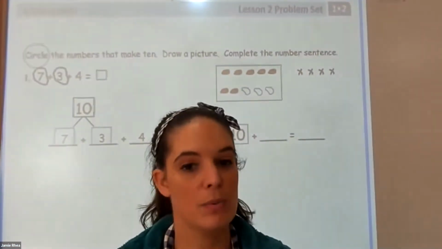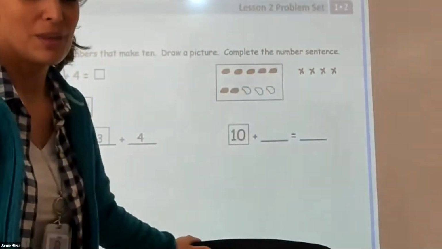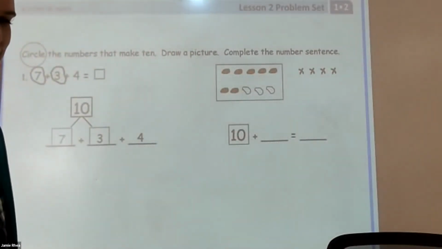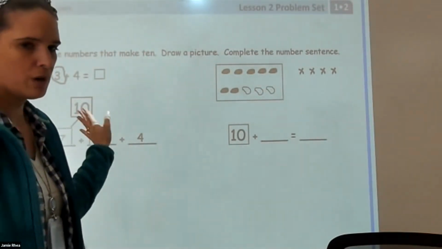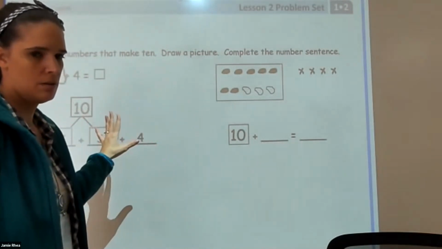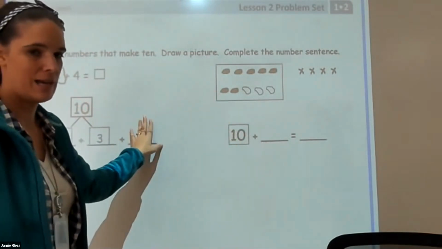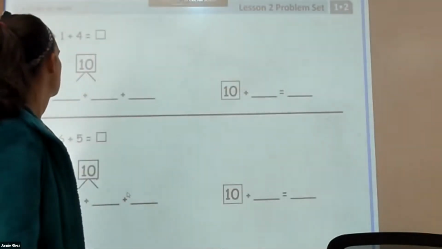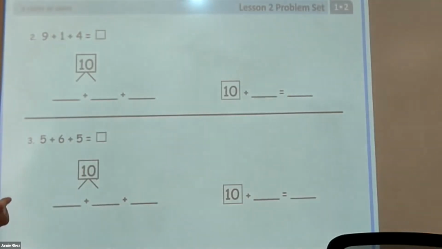I'm not going to do number 1 with you because I want you to do number 1. I will show you number 2 though. All right, let's look at it. It says circle the numbers that make 10. Draw a picture, complete the number sentence. Now, you've got quite a bit already up here, but you still need to solve for the blank places, okay? So make sure you complete that, but let's look at number 2. Now, number 2, here we go. It has nothing there. I have to draw a picture too, don't forget.